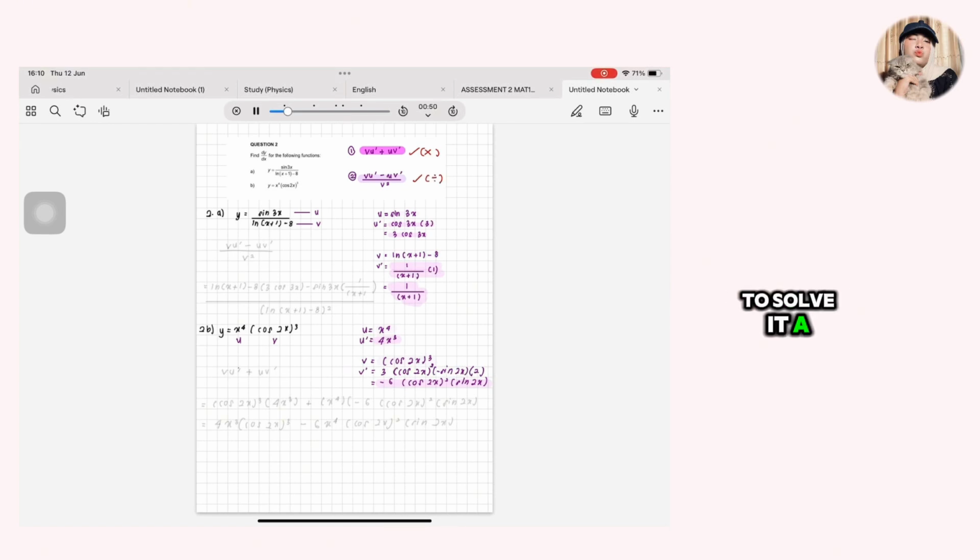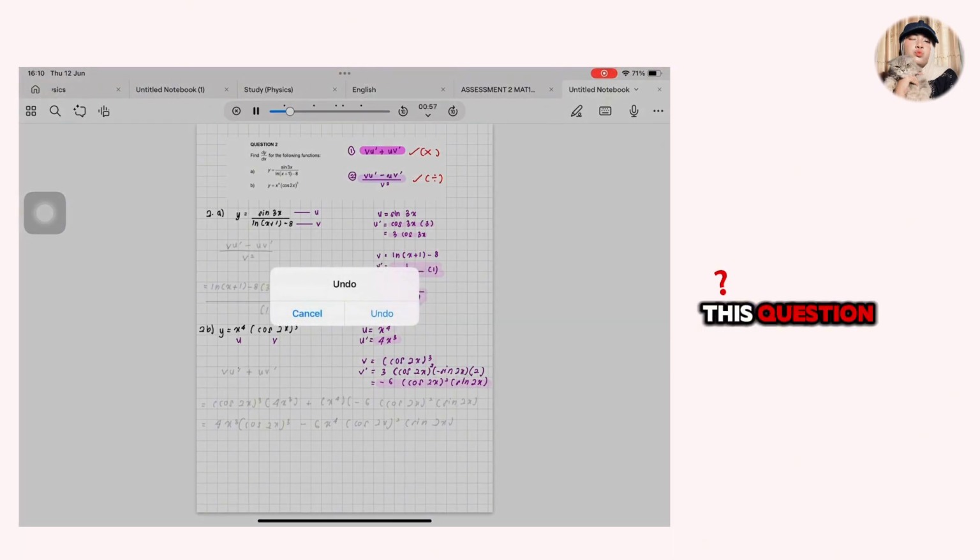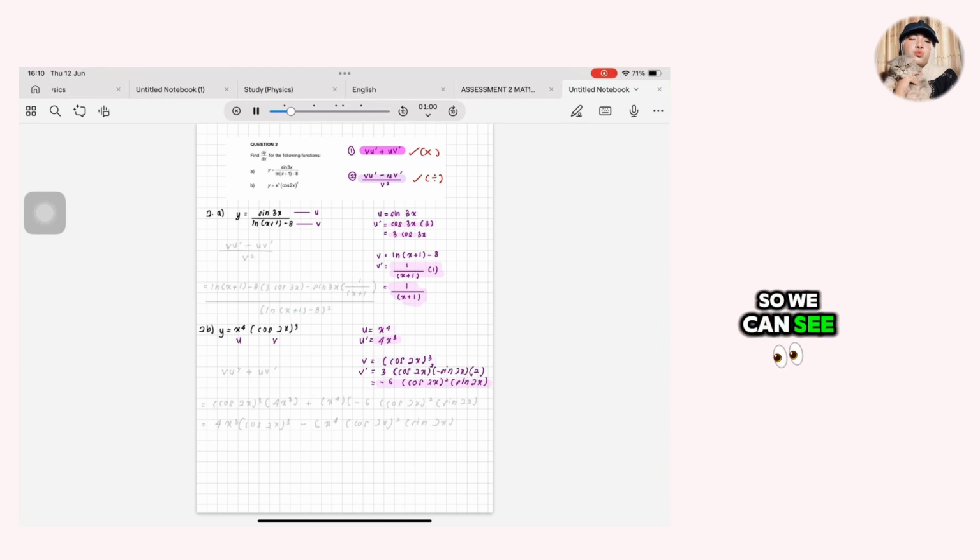To solve question number 2a, we need to know what method is suitable for this question. So we can see 2a is a division question. So the method that is suitable to use is method number 2. We need to know what is u and what is v. So the upper is u and the lower is v. After that, we need to differentiate one by one.